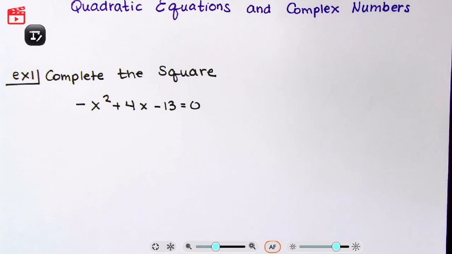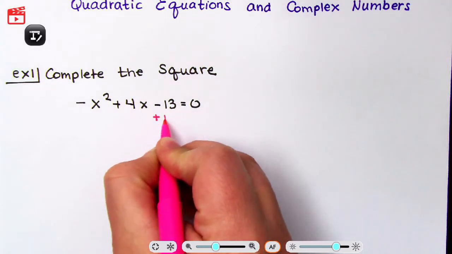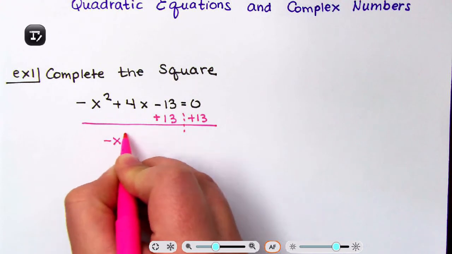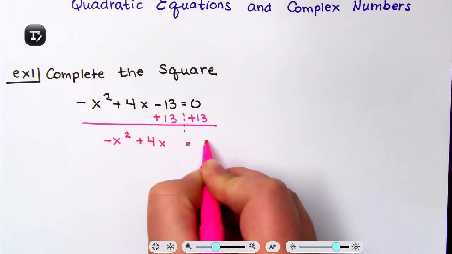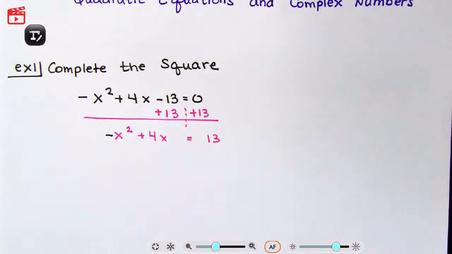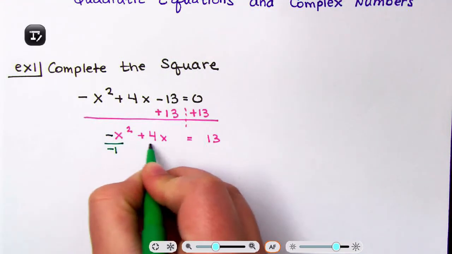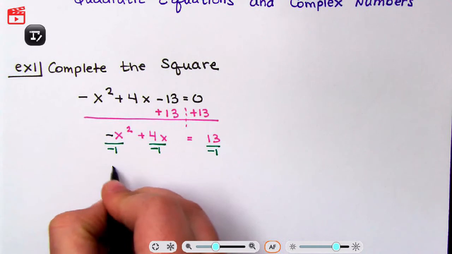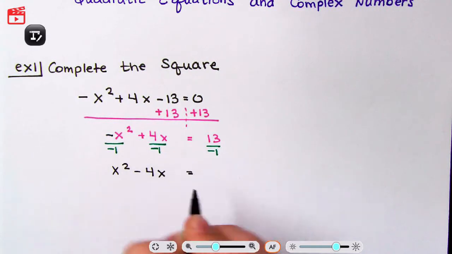When completing the square, you want to remove that constant from the equation side. So I'm going to add 13 to both sides. Negative x squared plus 4x is equal to 13. Now, notice that you have a negative 1 out in front, this one here. When completing the square, your leading coefficient has to be a positive 1. In this case, because we have a negative, that means we have a negative 1 in front. So we will have to divide everything by a negative 1 in order to remove that negative from x squared. What we are left with is x squared minus 4x is equal to a negative 13.